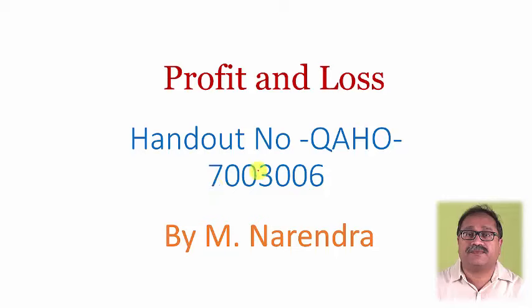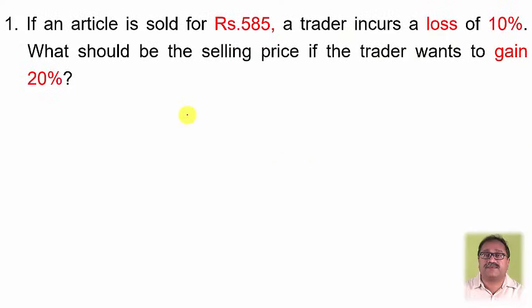The handout number you can see is QAHO 7001006. Okay, let's move on. Question 1. If an article is sold for rupees 585, a trader incurs a loss of 10%. What would be the selling price if the trader wants to gain 20%?